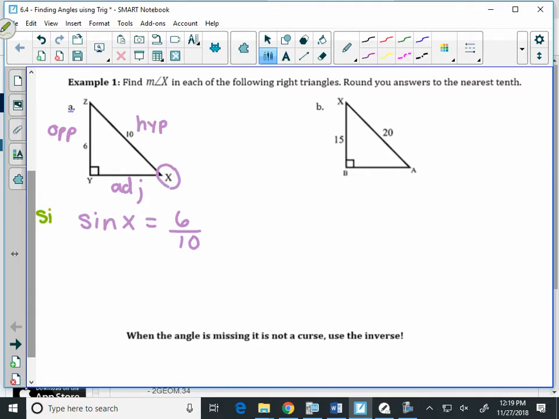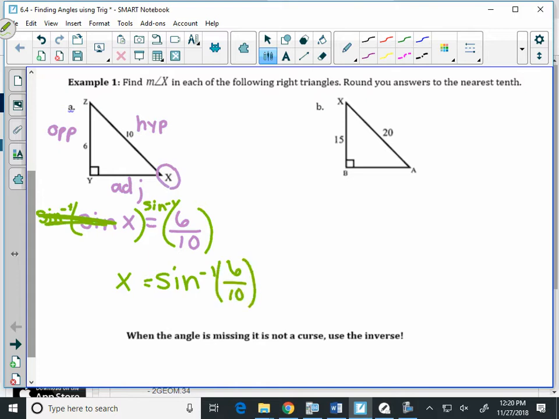So you're going to take the inverse of sine on both sides, which is the sine to the negative 1 you may have been wondering about on your calculator. Okay? So we do that. That's doing the opposite, so it cancels out. We're left with x is equal to inverse sine of 6 over 10, and that's what you're plugging in your calculator.